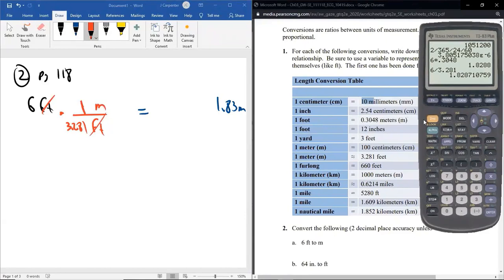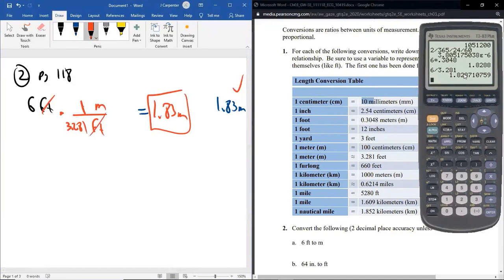It keeps going and going, but no one wants to write 10 or 20 decimal places for a unit conversion. But the cool thing is when we round to 2 decimal places, look at this, 1.82, the 8 says round to a 3. We get 1.83 meters. The same answer as doing it the other way. So it didn't matter which one we used.